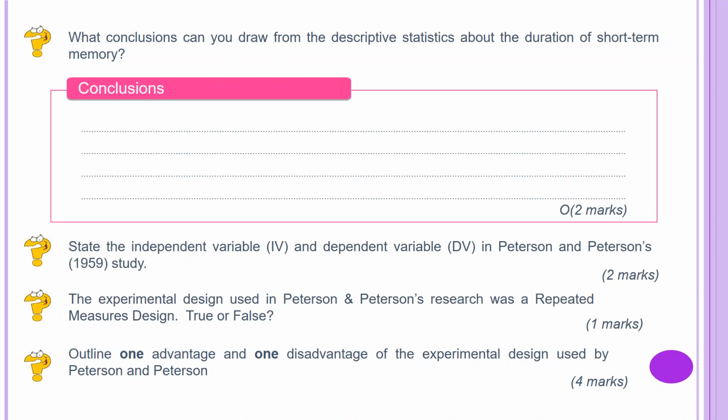Okay, the next question. State the independent variable and the dependent variable in Peterson and Peterson's study for 2 marks. Again, if you want to pause the video.